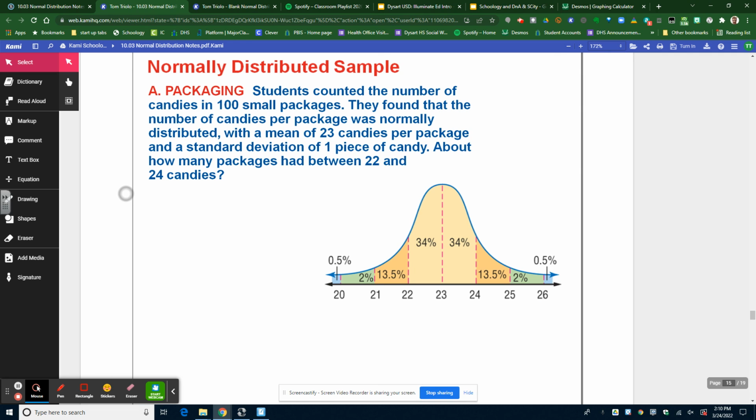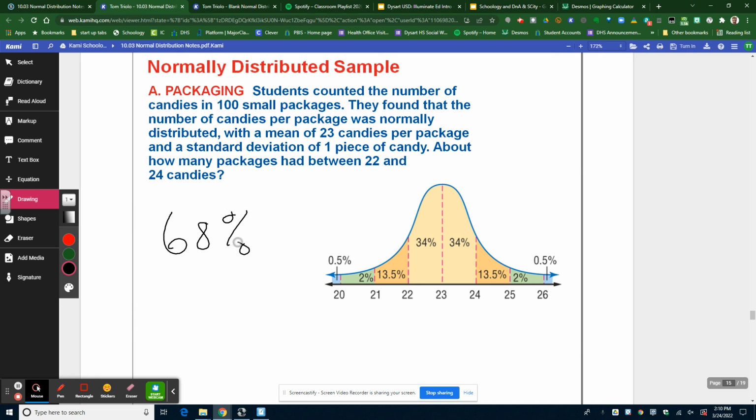Question? Get your hand up. Nope. Yeah. Okay, so between 22 and 24, well, that's 34 and 34, so that is 68. Okay, so you're just going to spend the rest of the time. There's only a few minutes left anyway. Answer the rest of the questions.